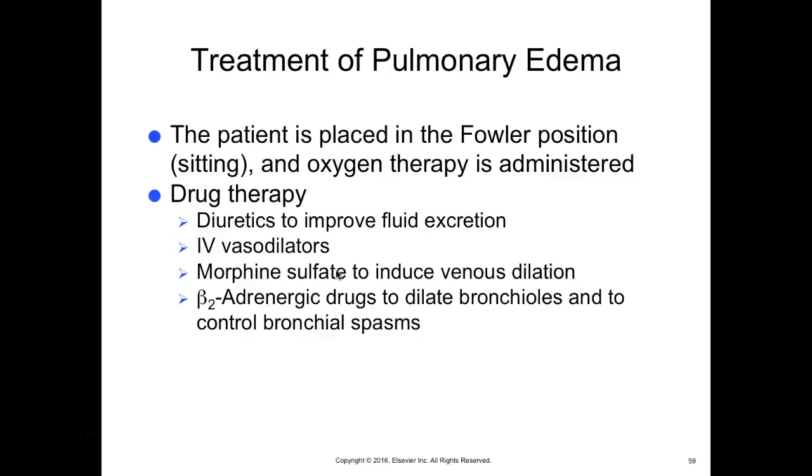Drug therapy: diuretics to improve fluid excretion. We want to get rid of as much fluid as possible safely. IV vasodilators, morphine sulfate, and then beta adrenergic drugs to dilate the bronchioles and control bronchial spasms.